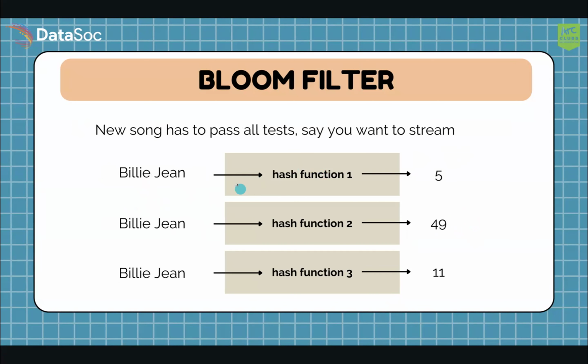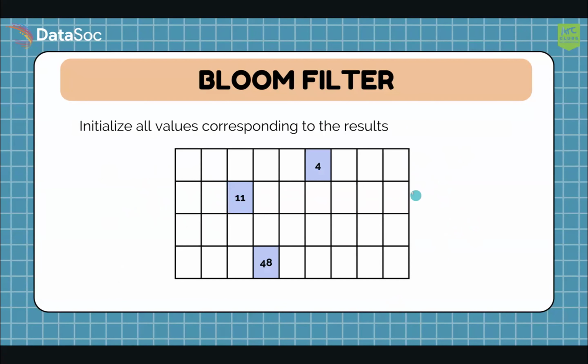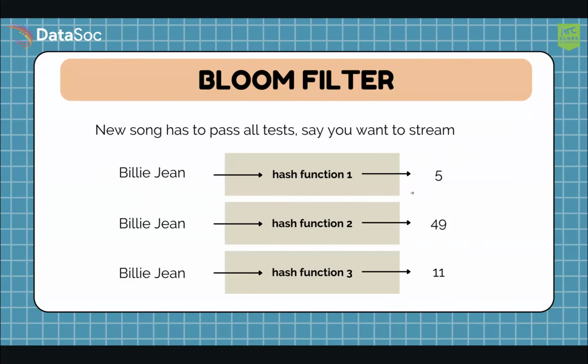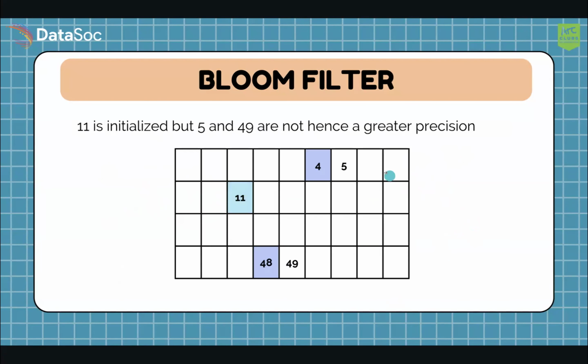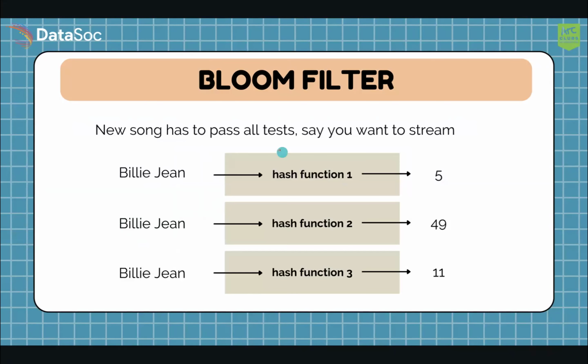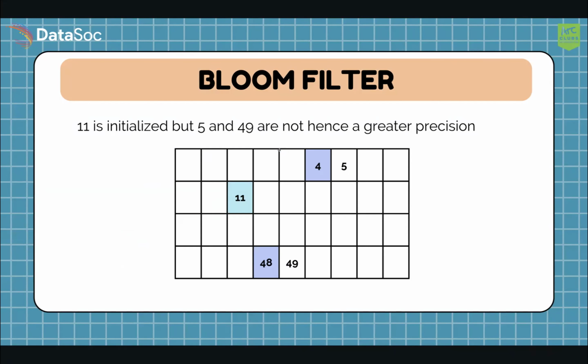And now if we have a new song, right? And we use a hash function to get three values, which are 5, 49, and 11. Now you see, 11 was also there for the previous song. So there's still a chance of messing up. But when we actually go and check, we'll see that 11 is initialized. Its bit is 1, but the rest of them, which is 5 and 49, are not initialized. So in this case, it'll correctly tell you that Billie Jean does not exist in your song playlist, right?